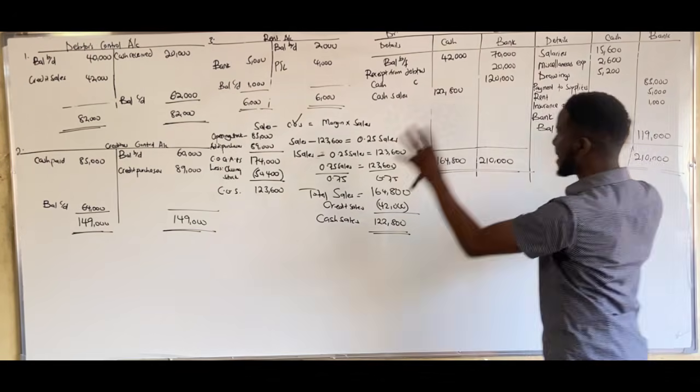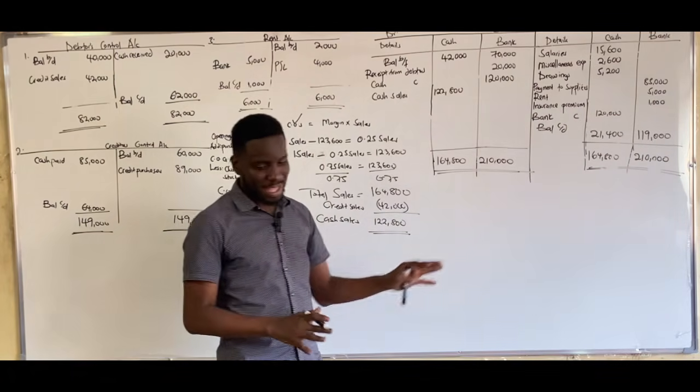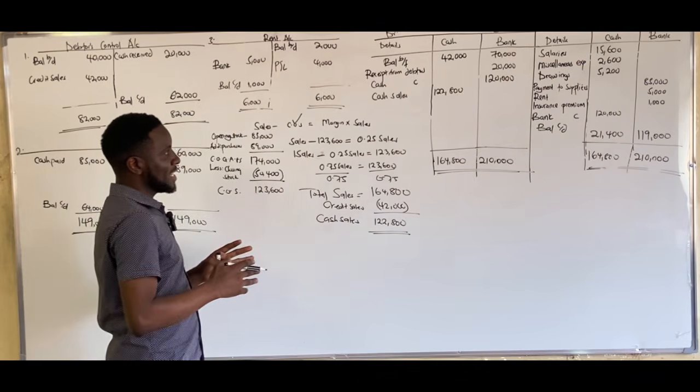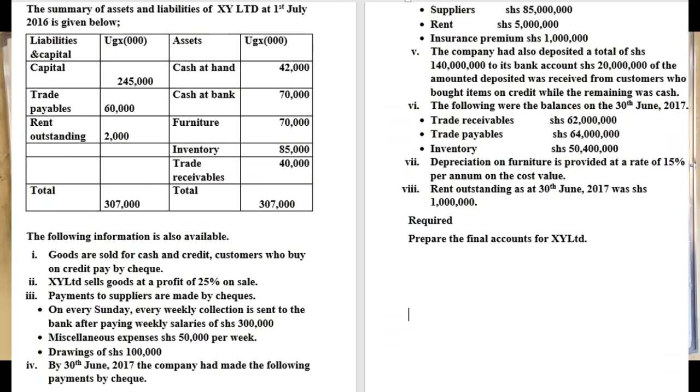So by this we are done with our cash book. So this is how our cash book looks like. I hope that has been really understandable. Then the last step is depreciation. And then depreciation, they told us that we should charge depreciation.